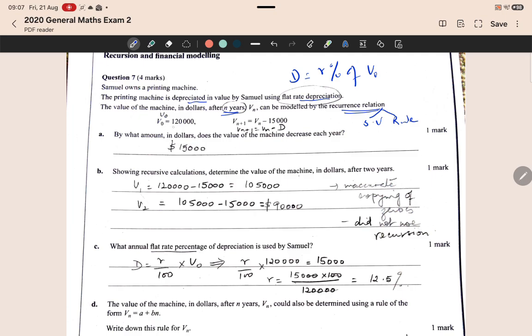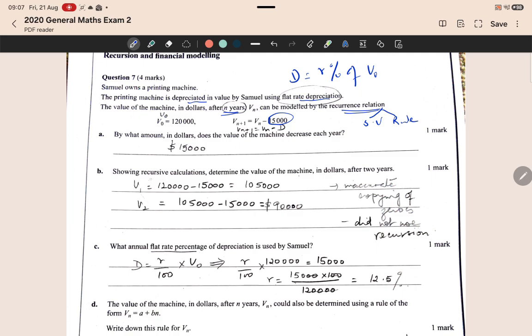Now V0, which is the starting value of the machine, is 120,000, and the rule tells you that the next value, Vn+1, is equal to the current value Vn minus the depreciation, which is D. By what amount does the value of the machine decrease every year? So that is the value by which it's decreasing.